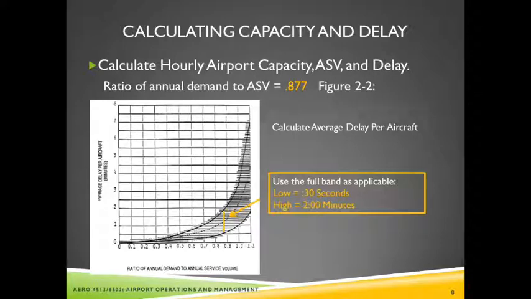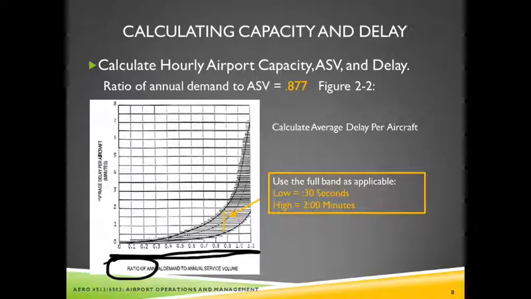Now follow this closely if you can. The ratio is found along the x-axis. There's the x-axis and the ratio is found there. We said 0.87. So you find the ratio on the x-axis, go up into the band from there, and the bottom of the band represents the low delay per aircraft, and the top of the band represents the high delay per aircraft as an average in minutes.